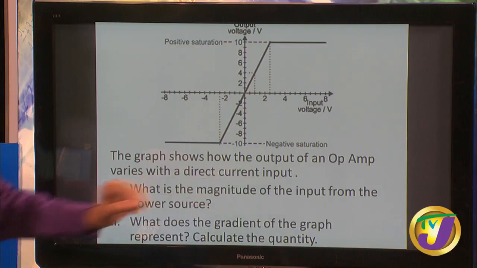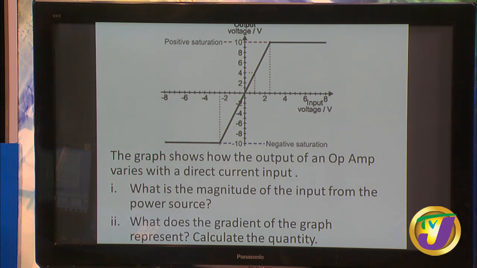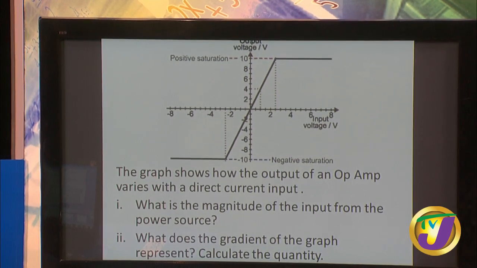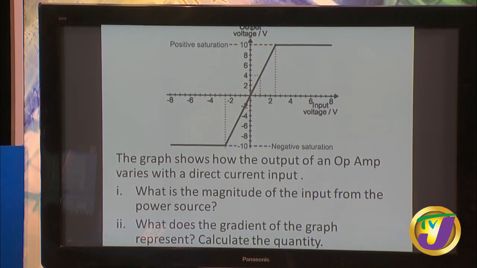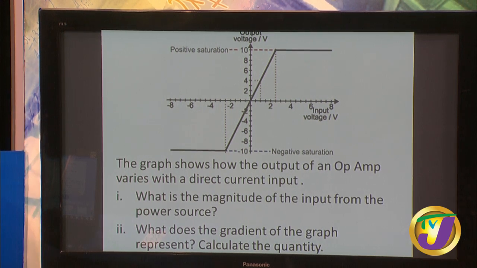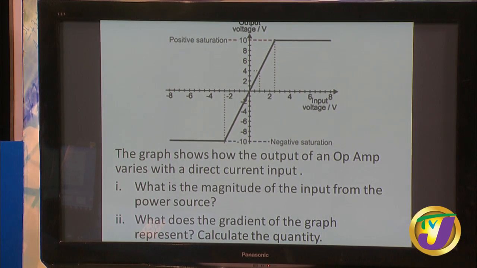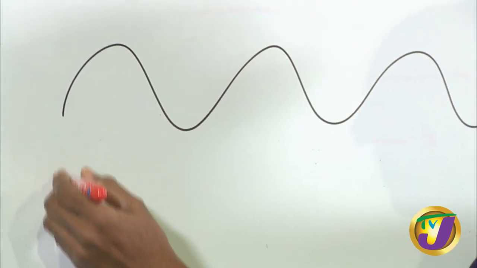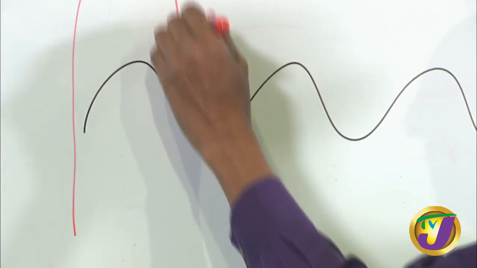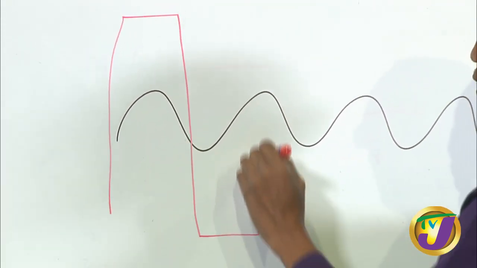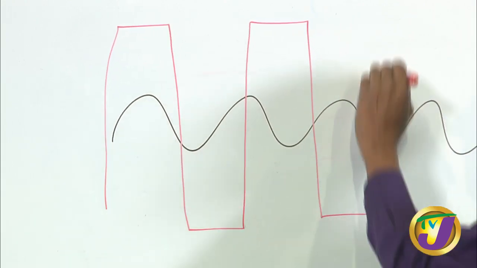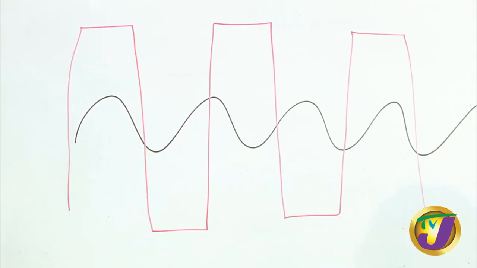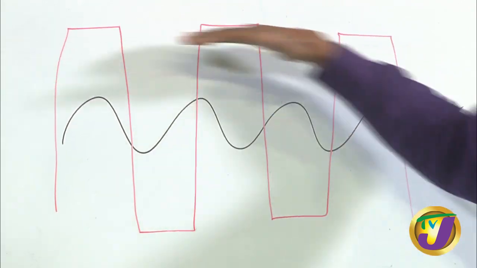It shows how the output of an op-amp varies with a direct current input. Remember we looked at how the output varies with an alternating input. We said if we have an alternating input, this is the input, and our output can look like square, square, square, and so on. So this is our output and our input, and we said this is clipping.